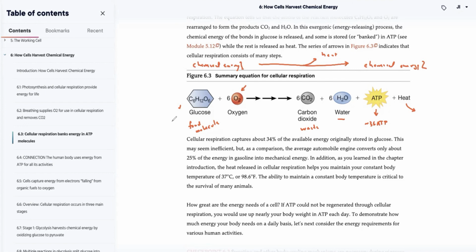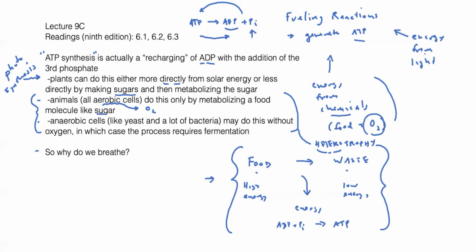All right, got that? This equation, I could write it again for you on the main slide. I'm going to do exactly that so you can make sure you get it in your notes. Bright red ink.